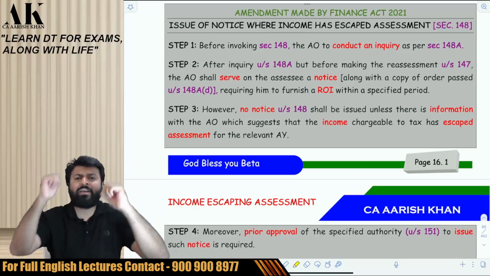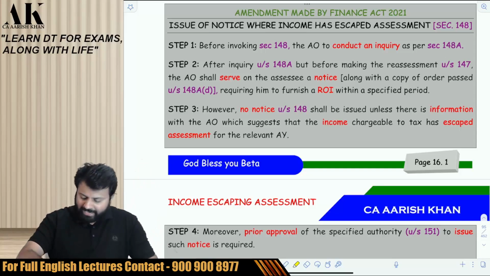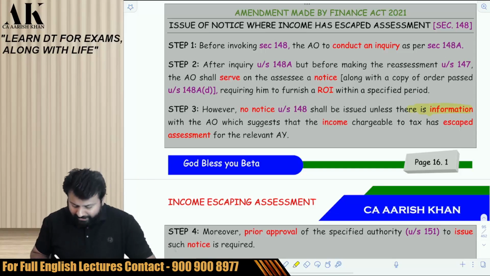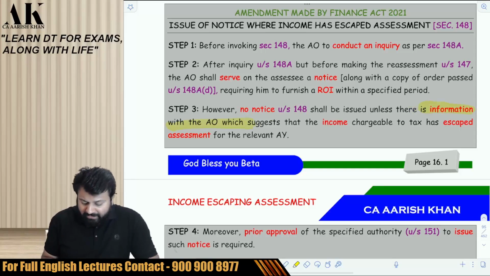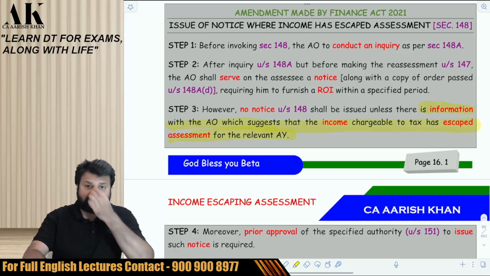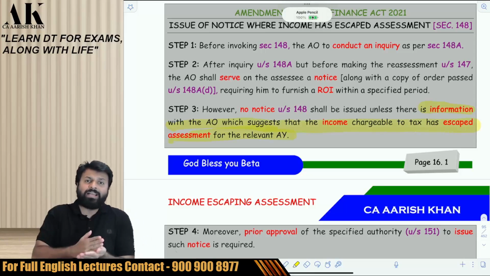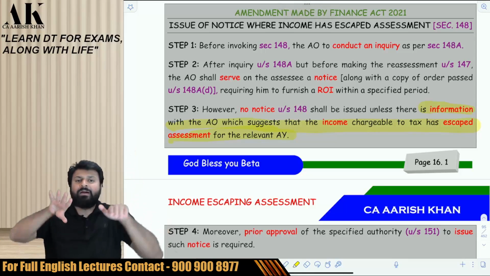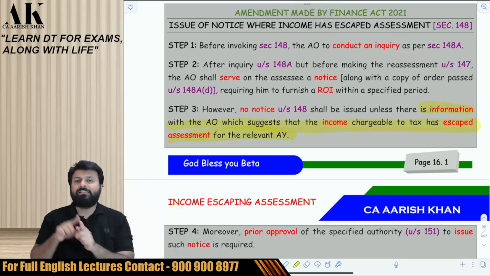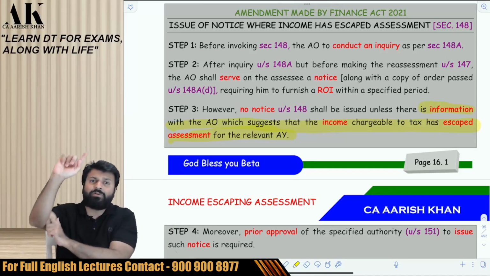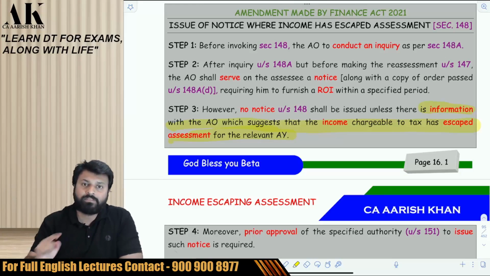Now why will the AO issue notice? Because he has some information. Listen to this phrase carefully, which I am highlighting on the board. Because he has some information which suggests that income chargeable to tax has escaped assessment. So if the AO has information suggesting that the assessee has income chargeable to tax which has escaped assessment, then only he will proceed ahead.